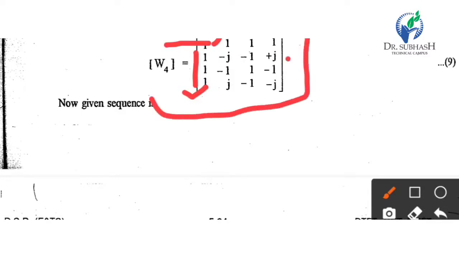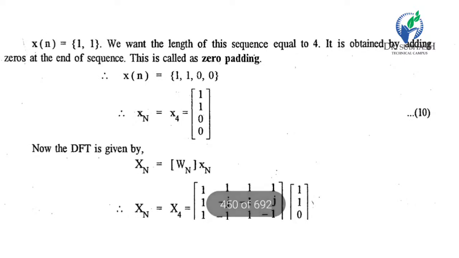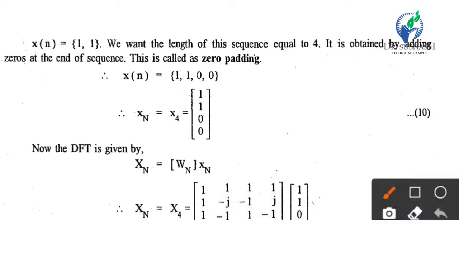So we put all the values of W4 in the matrix. Now x of n equal to u of n minus u of n minus 2, so its amplitude is 1, 1. We want the length of this sequence equal to 4, because it is a 4-point matrix. So it is obtained by adding zeros at the end of the sequence. This is called zero padding.